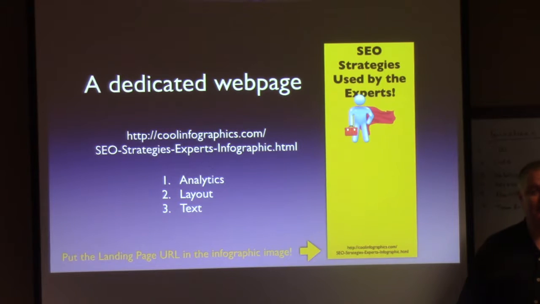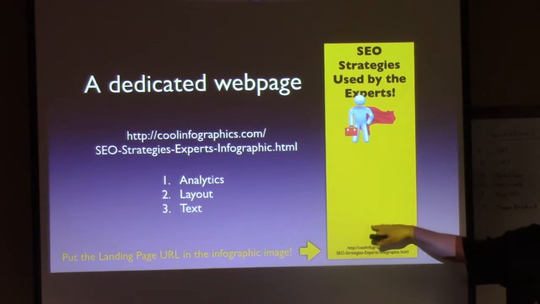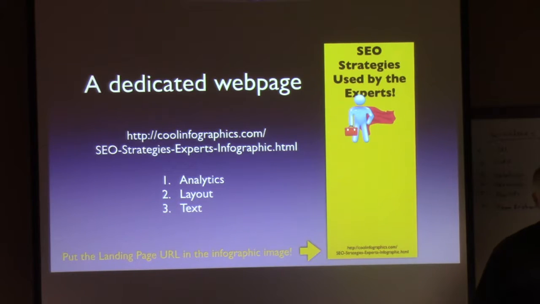Is it in the meta description? It can be, but the audience is not going to see that. The search engine would, but the audience wouldn't. You want it somewhere in the visual image that someone can see and type in if they have to. So you want them to be able to see it. So it's going to be in the image itself.